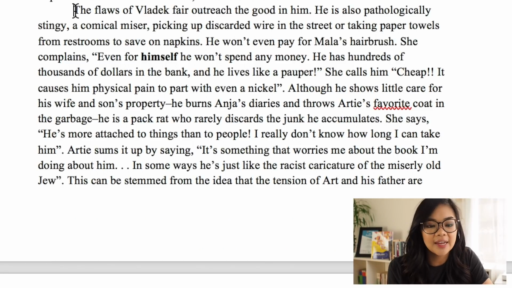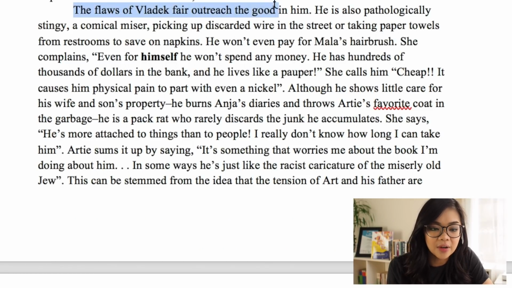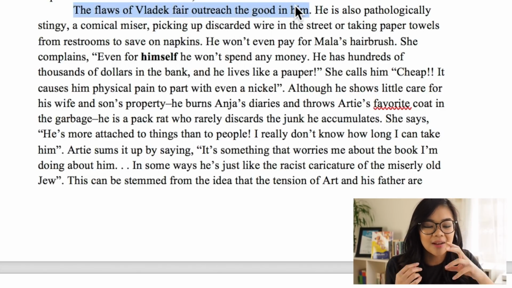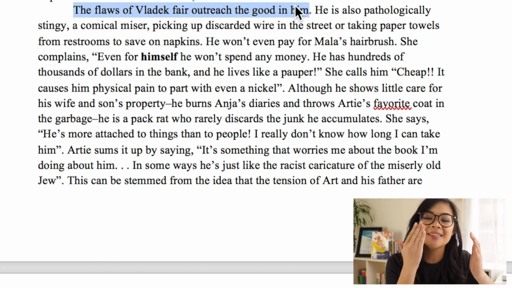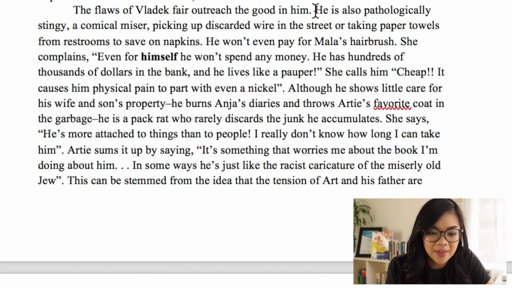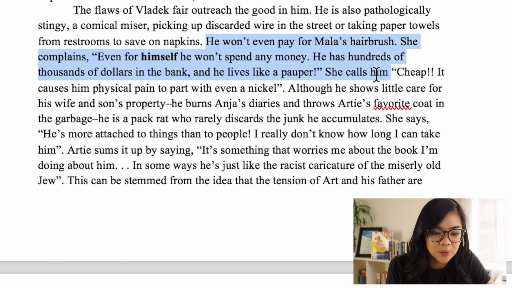The flaws of Vladek far outreach the good in him. Okay, again, I like it. You're kind of getting there. I still don't really know, is Art's representation of Vladek fair? He's also pathologically stingy, a comical miser, picking up discarded wire in the street, or taking paper towels. Okay, interesting. He won't even pay for Mala's hairbrush, she complains. Ooh, okay.